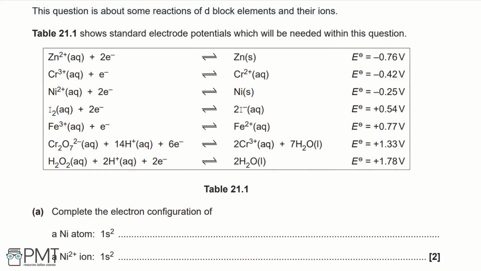This question is about some reactions of D-block elements and their ions. Table 21.1 shows standard electrode potentials which will be needed within this question. Part A. Complete the electron configuration of an Ni atom and an Ni2+ ion.